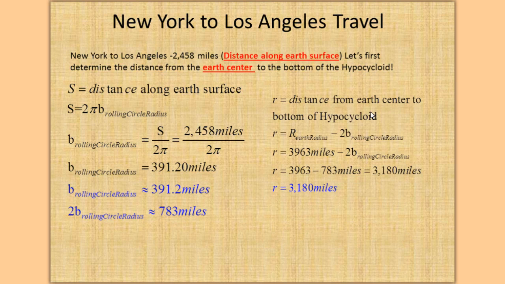R is the distance from the center to the bottom of the hypocycloid. So R is equal to the radius of the Earth minus 2B. So the radius of the Earth is 3,963 miles approximately. So we subtract 2B from that, and we get 3,180 miles for R.